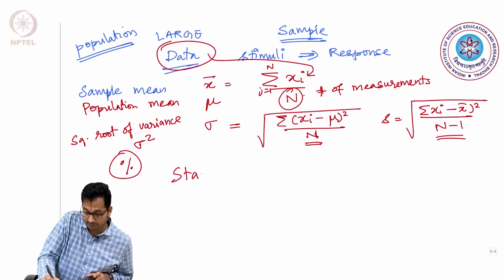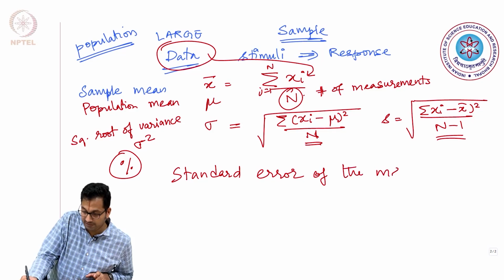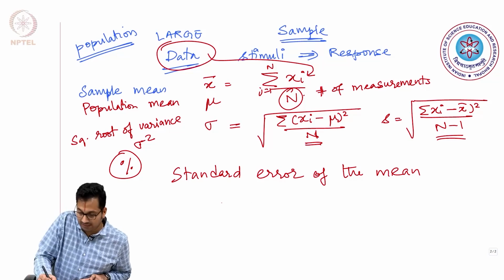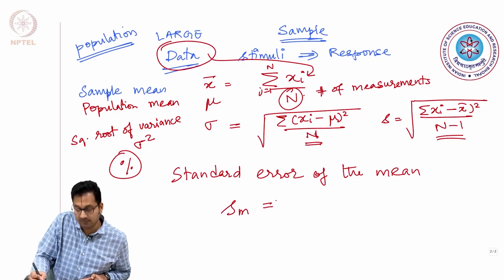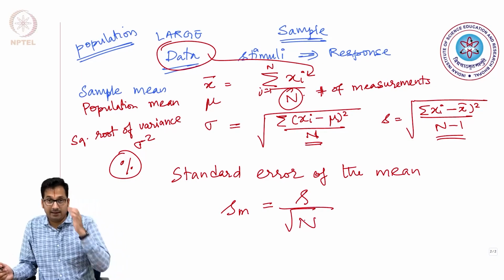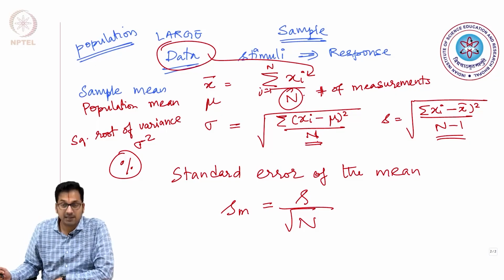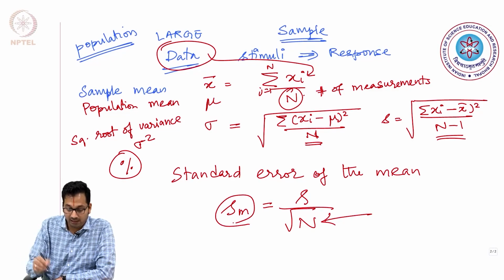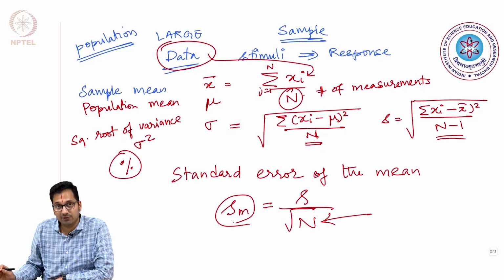So one has to remember that this is called the standard error of the mean. Meaning, if you have S as the standard deviation and the standard error of the mean is given as SM, the standard error in this case will go as S divided by square root of n, where n is the total number of measurements. So this indicates that as you keep increasing the sample size n, your standard error of the mean keeps reducing.